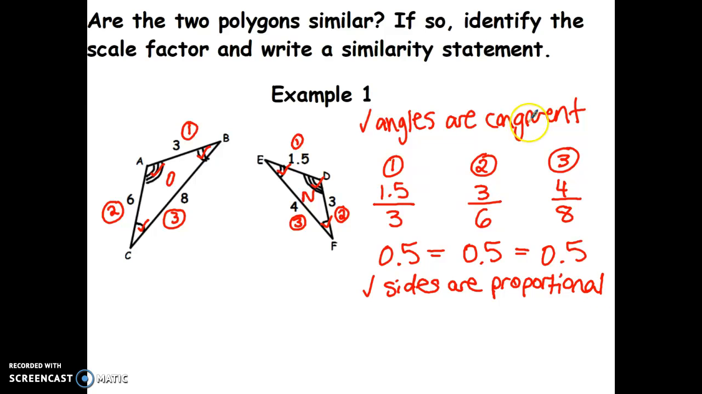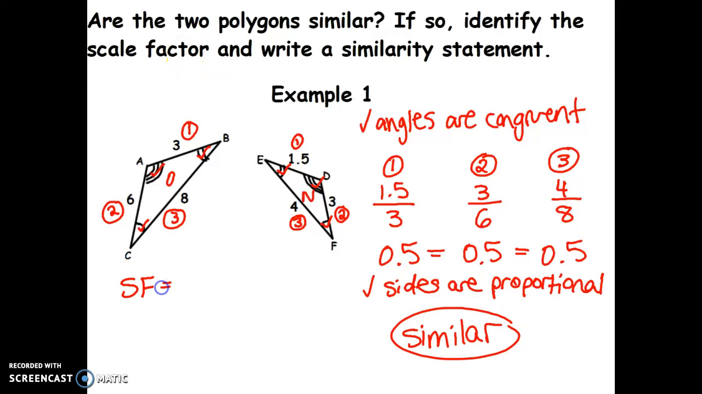So because the angles are congruent and the sides are proportional, that means yes, these two triangles are similar. So are the two polygons similar? Yes, they're similar. If so, identify the scale factor. Now the scale factor is whatever that common number is. So the scale factor is 0.5.